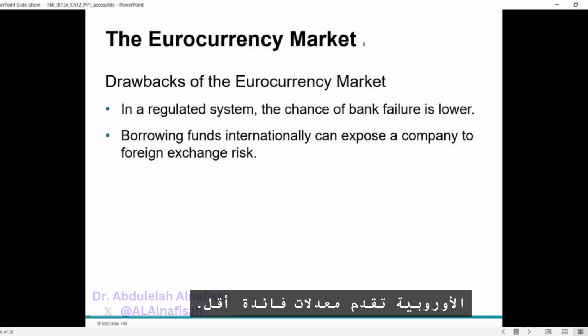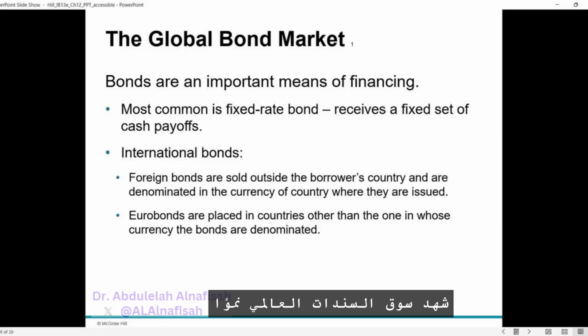Consequently, many companies prefer borrowing in their domestic currency to avoid this uncertainty, even if euro currency loans offer lower interest rates. The global bond market has experienced significant growth since the 1980s, serving as a critical financing tool for many companies. The two main types of international bonds are: 1.